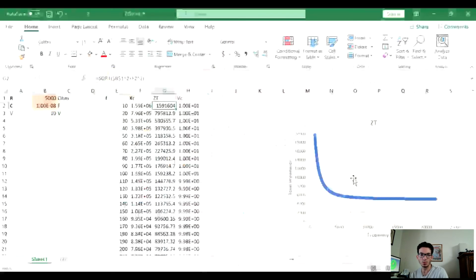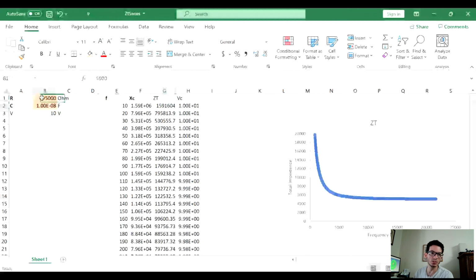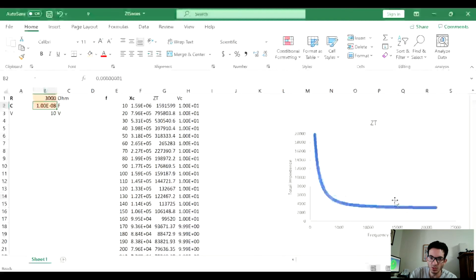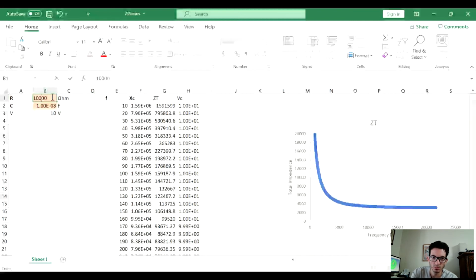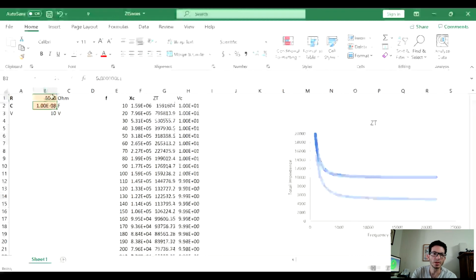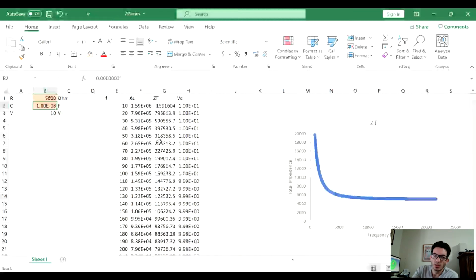Excel is a good tool to show you that if you were to change the value of the resistor to 3000, this graph is going to shift down and converge around 3000 ohms. But if you change it to, say, 10,000, it's going to go up to 10,000, right? So that was a good example to show you that this is where the total impedance is going to converge to.